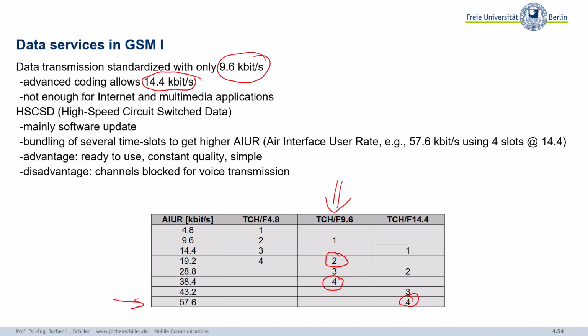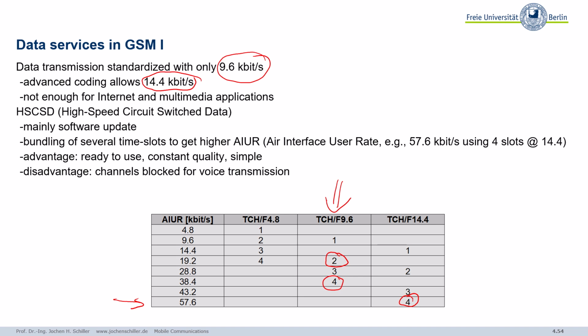Imagine a file download or a web page download. This is a rather bursty traffic. And if you use circuit switching, that means you block a circuit if you need it or not. However, you have a constant quality. So using this HSCSD guarantees you certain quality of service, a certain data rate, as long as there are enough free slots in a time frame. Imagine you have to hand over from one cell to another. In the next cell, you do not only need a single slot, but several slots.